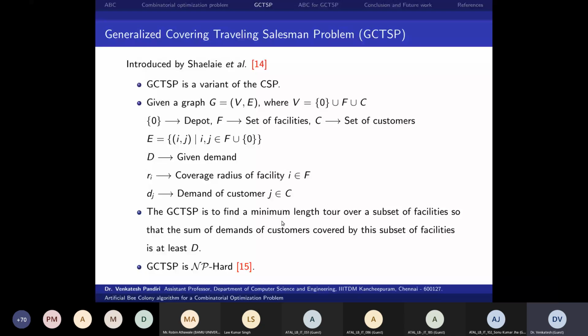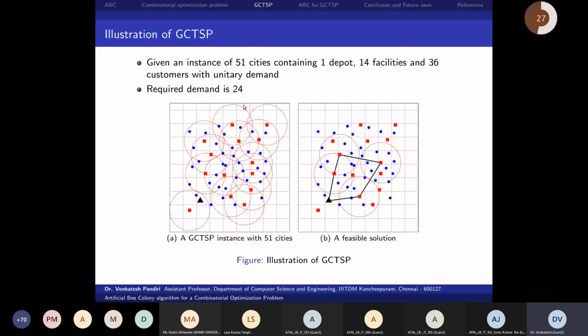I will show you a figure so that it will be easy for you to understand. Suppose this is the given instance where 51 cities are there, and these 51 cities are categorized into three. This black triangle is the depot, which means whatever tour you want to start, you have to start from the depot only, and you have to end at the depot only. And these red colored squares represent the facilities, and every facility has a coverage radius.